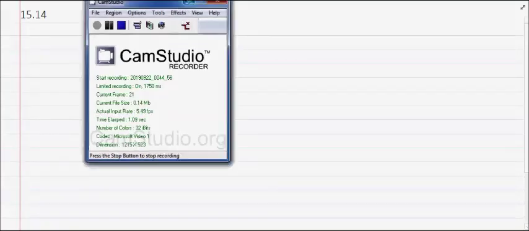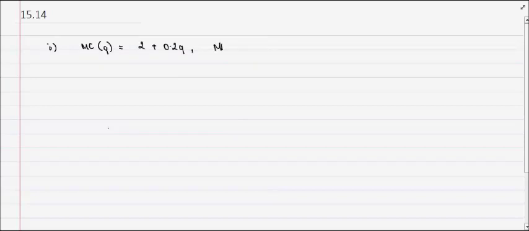Okay, so we're going to do 15.14. It's giving you three cases, and in each of the cases we are given marginal cost and marginal revenue. The first case we are given the marginal cost equal to 2 plus 0.2q, and marginal revenue is equal to 4.